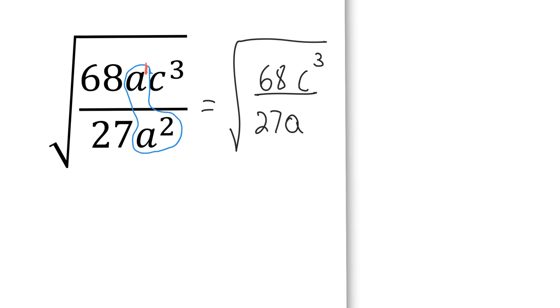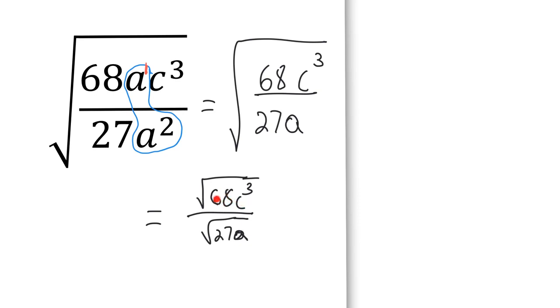Now you need to simplify the top and the bottom. But let's go ahead and separate using the quotient property. It tells you can separate the numerator and denominator with the square root. So I'm going to have the square root of 68, c cubed on the top, and then I'm going to have the square root of 27, a on the bottom.